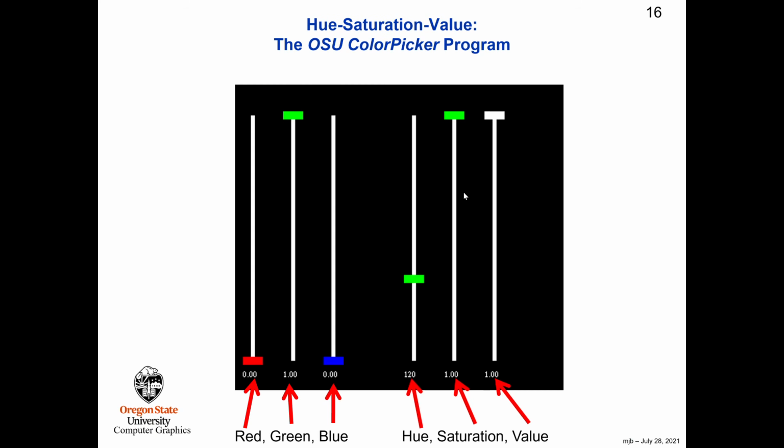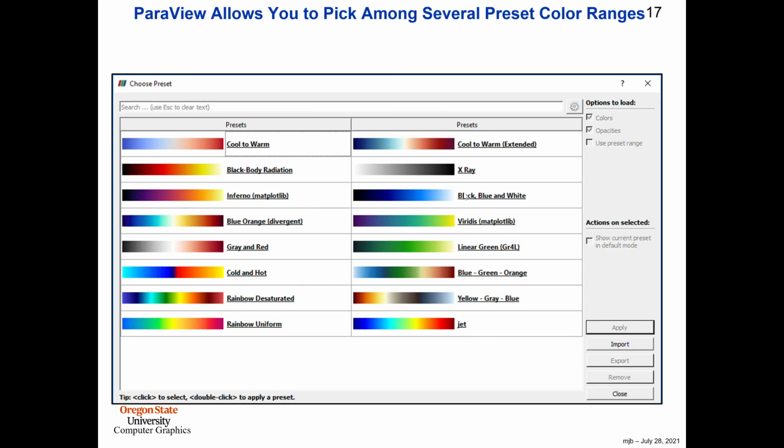Yep, there's the picker program, the 3 sliders on the right. Those are HSV values. And there's other programs. Other programs have different ways of presenting colors to you. This is a program called ParaView. It just puts up a whole bunch of different color scales. There's more than this. And you get to pick the one you want to use.